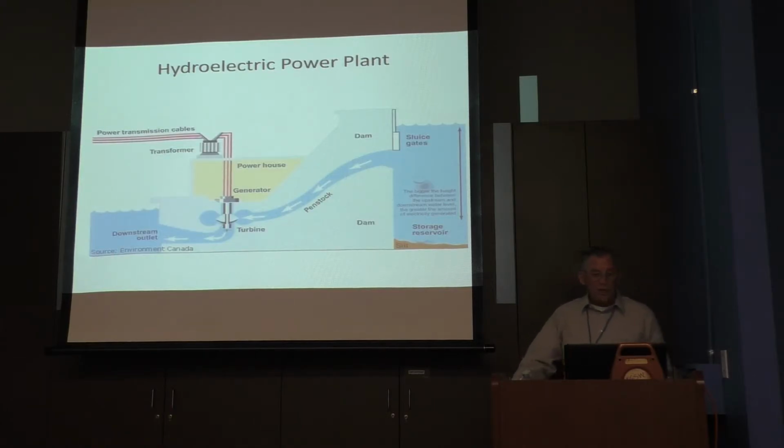Okay, next one we're going to look at is a hydroelectric power plant. Again, here we have an illustration of what that would look like. The energy conversion devices are the hydraulic penstock, the water turbine, and the electrical generator.